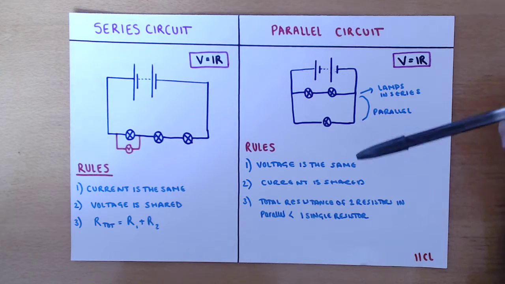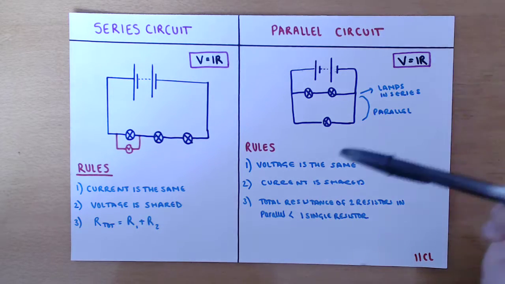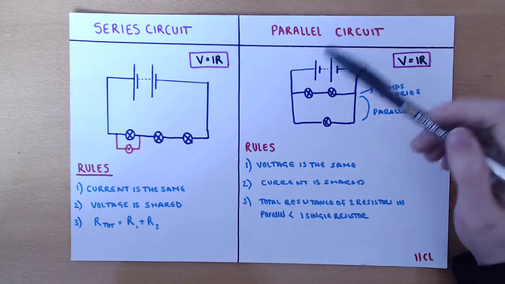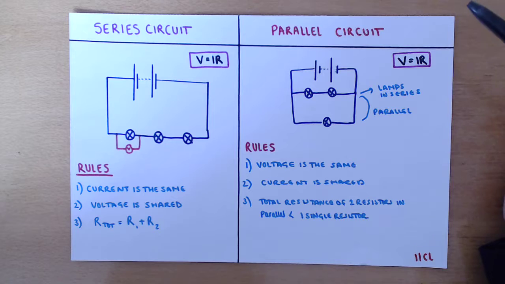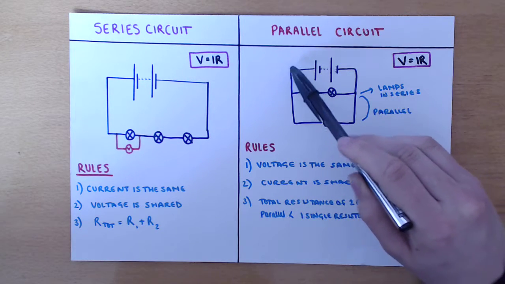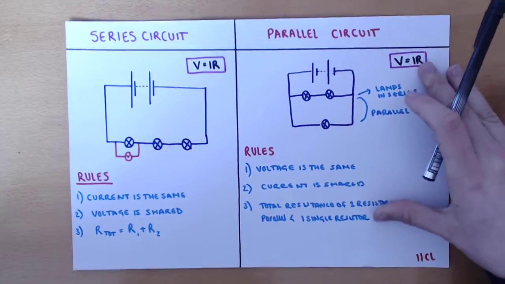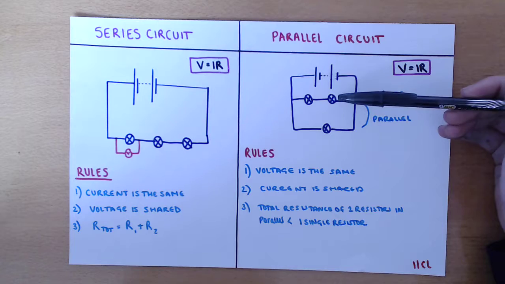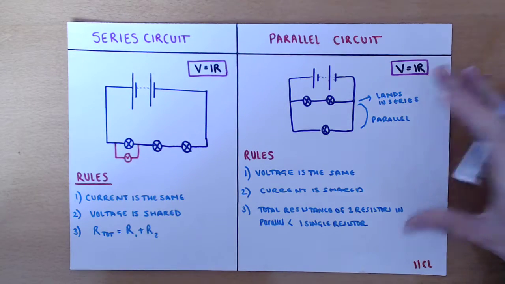Now, instead of current being the same in a parallel circuit, you have the fact that voltage is the same. So the voltage through this system here is the same as the voltage through this system here. But the current is shared. So the current is shared through this system, and the current is shared through this system. So the total current is the sum of this system's current and this system's current.